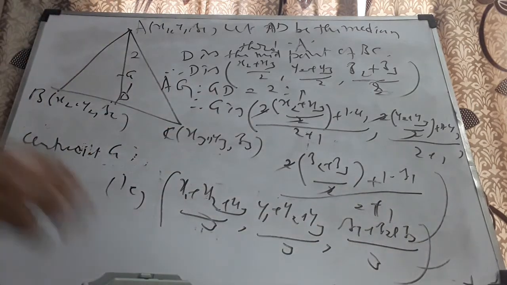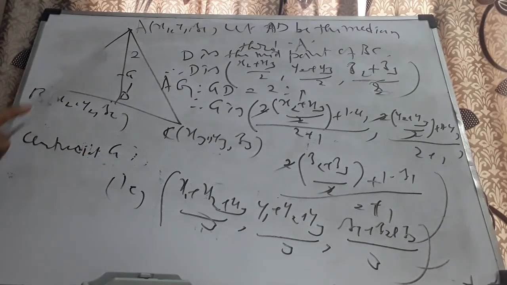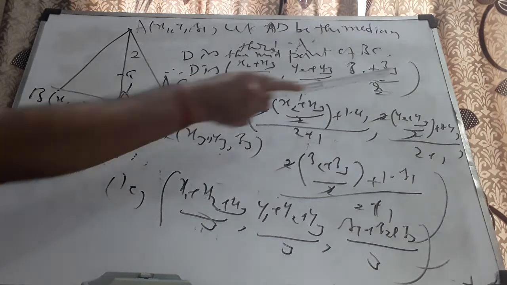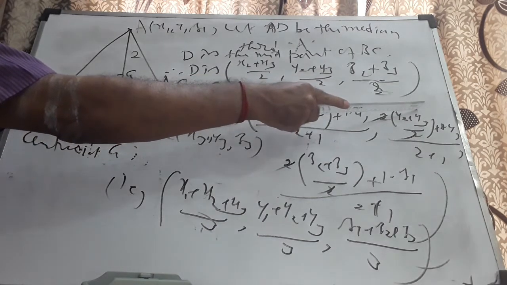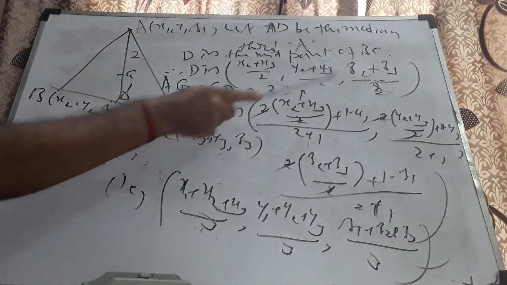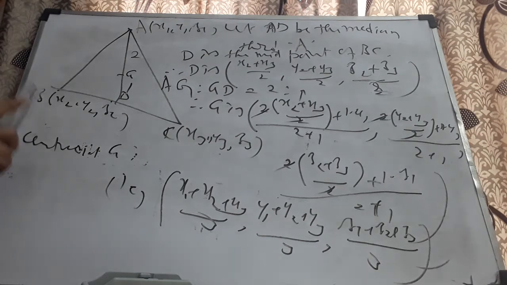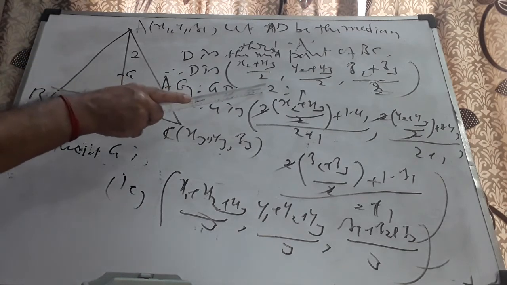Let me just repeat. I have taken AD to be one of the medians through A. Therefore D is the midpoint of BC. Therefore by the midpoint formula you can very well write ((x2 + x3)/2, (y2 + y3)/2, (z2 + z3)/2). Now, the main property of a centroid in a triangle is that it divides each of the medians internally in the ratio 2:1. Now, for AG to GD it is 2:1.